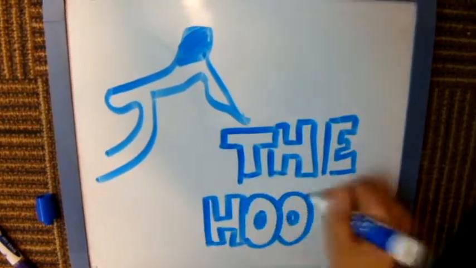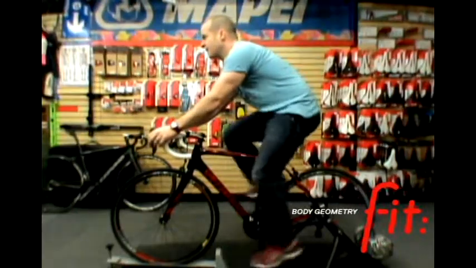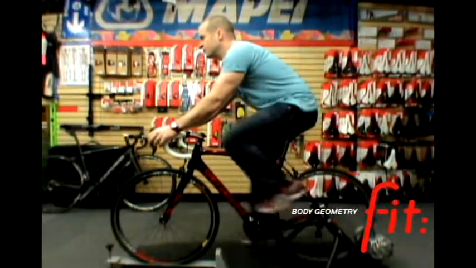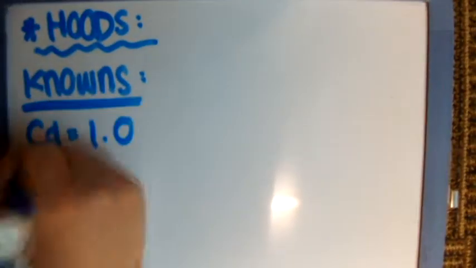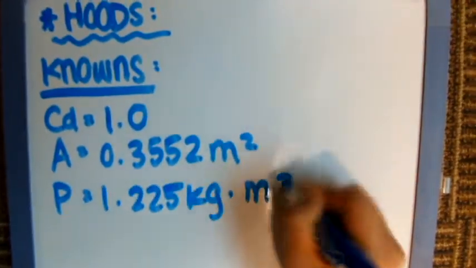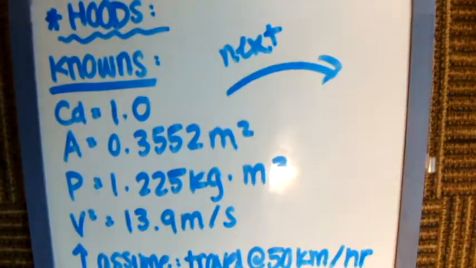Let us first begin by looking at the hoods position, which has the highest frontal surface area. As we can see here, the model is positioned erect with hands placed right above the bar. This position is commonly used for comfort and climbing, but is not ideal for greater speeds. The surface area of this position was calculated as 0.3552 meters squared through software commonly used for bike fittings.